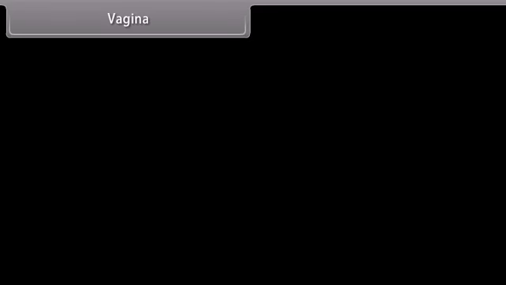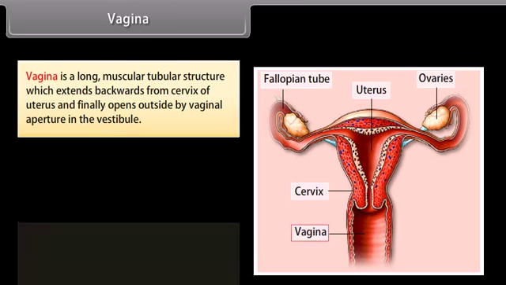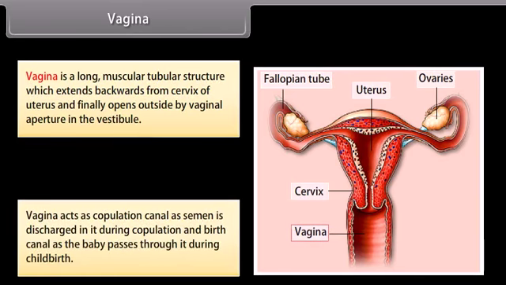Vagina. The vagina is a long, muscular, tubular structure which extends backwards from the cervix of the uterus and finally opens outside by the vaginal aperture in the vestibule. The vagina acts as a copulation canal, as semen is discharged in it during copulation, and as a birth canal, as the baby passes through it during childbirth.